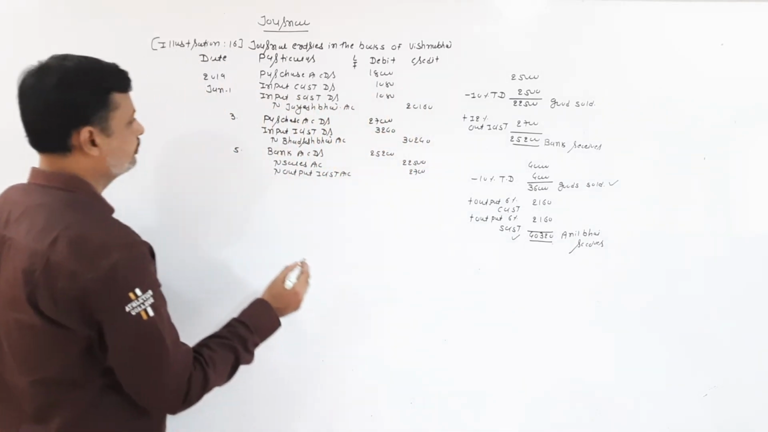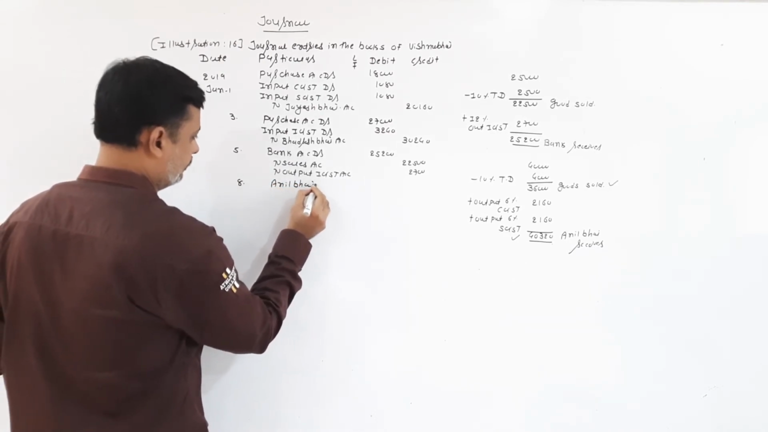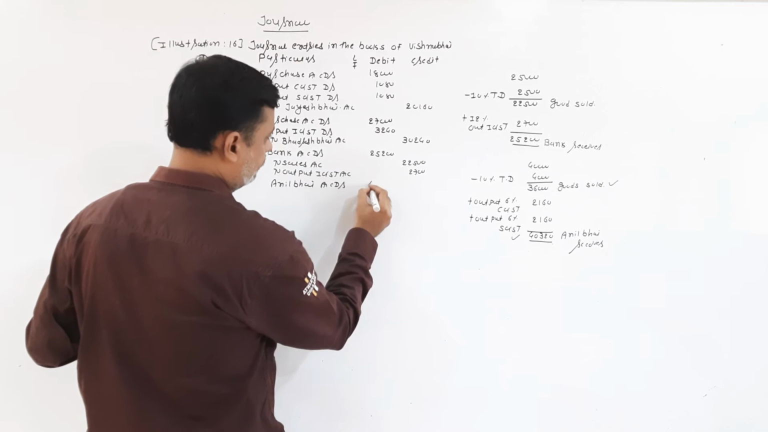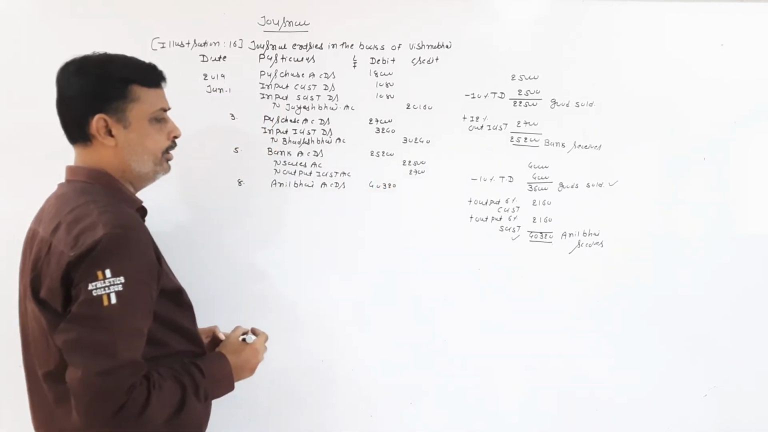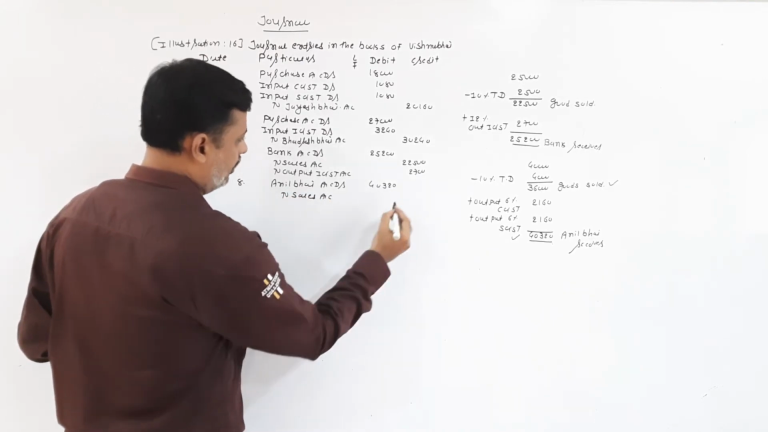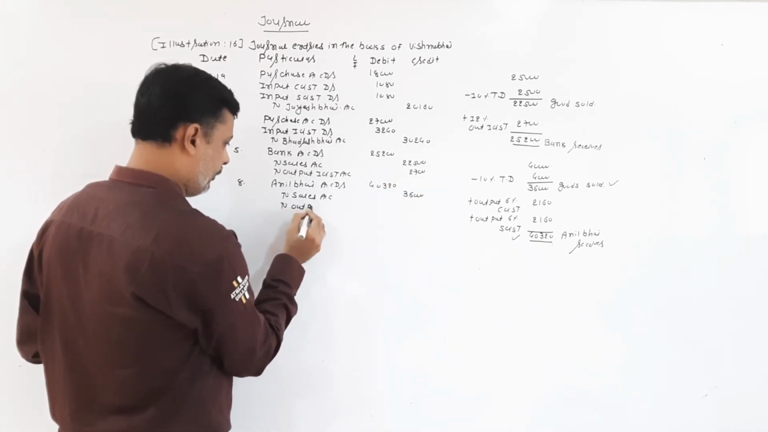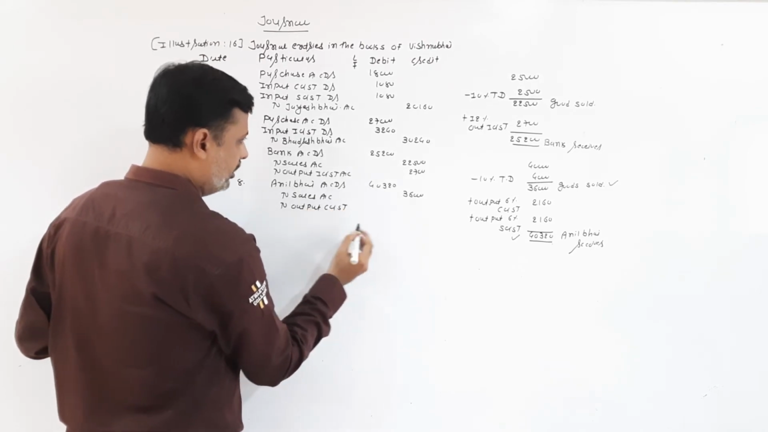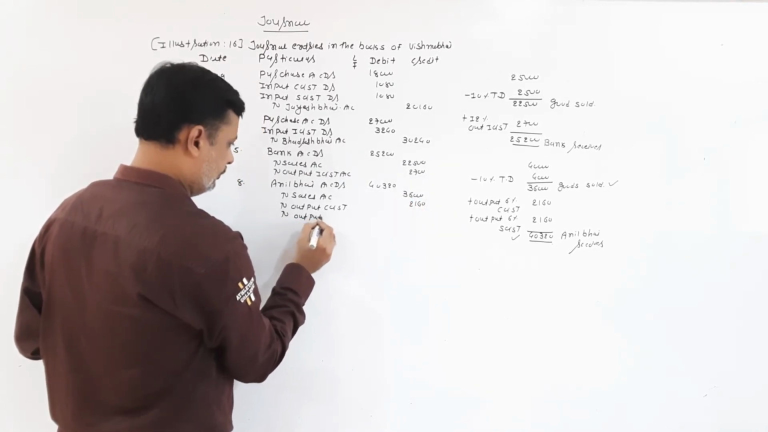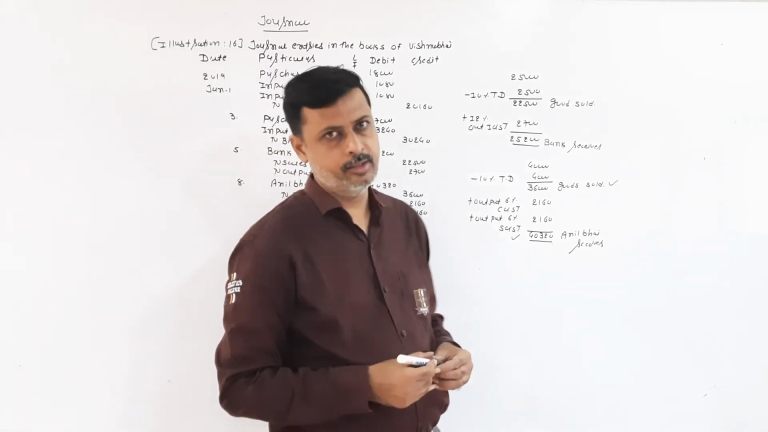Now 8 number. Anil Bhai account debit 40,320, to sales account 36,000, to output CGST account 2,160, to output SGST 2,160.